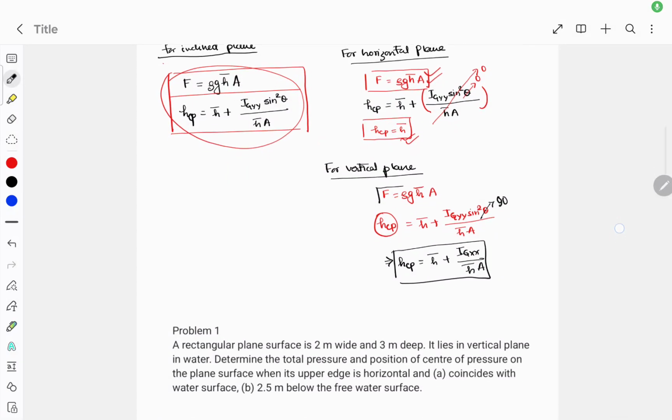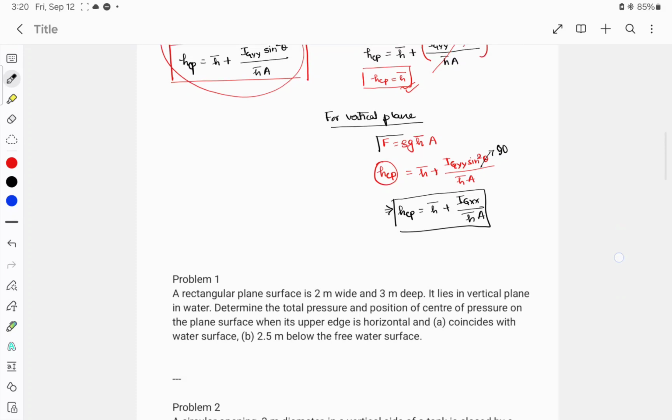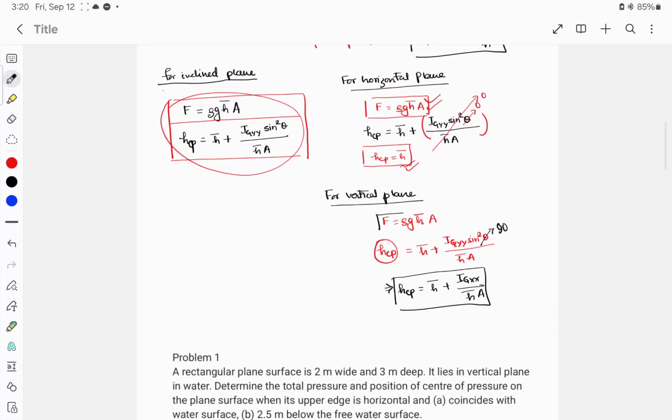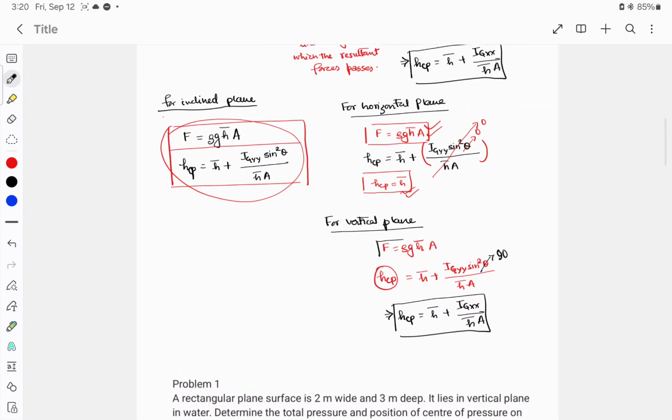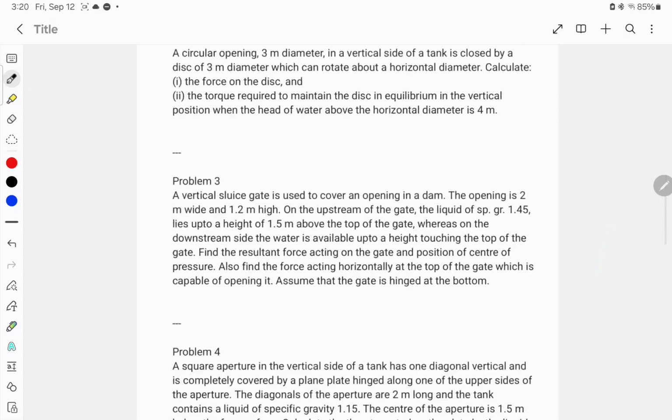We're going to study the application of the formula of hydrostatic force on planes, both for horizontal surfaces as well as for vertical surfaces and inclined surfaces. These are the few problems we'll do.